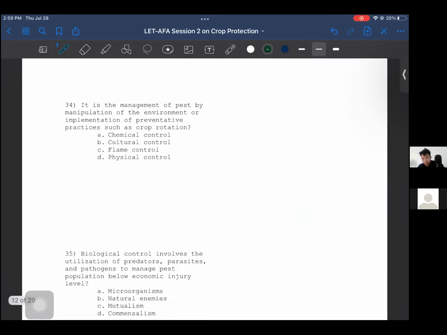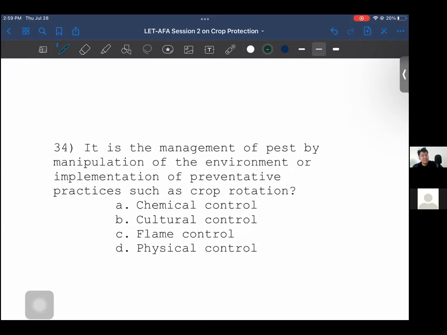Next. Okay. Let's move here. It is the management of pest by manipulation of the environment or implementation of preventative practices such as crop rotation. So dito, pag tinignan pa lang natin, sabi niya, manipulation of the environment. Preventative practices. Tapos na-example pa siya na crop rotation. So, we can see flame control. Is it a manipulation of the environment? Is it a preventative practices?